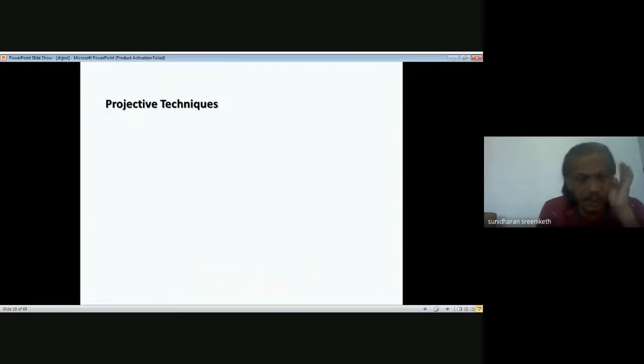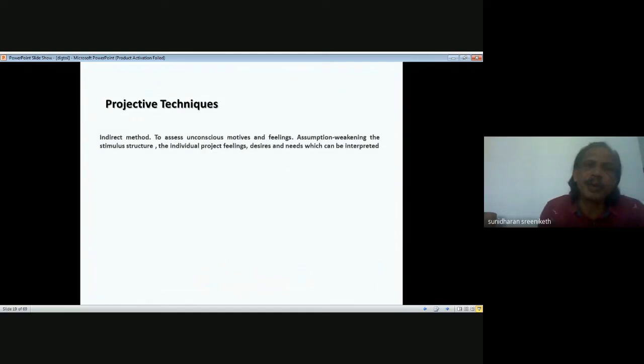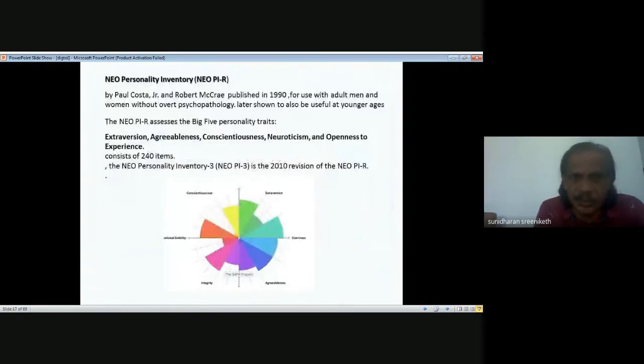And in projective tests, we discussed the major characteristics of the personality inventory. These tests have comparatively higher reliability as compared to the projective tests, because there are established norms for interpreting personality. There will be a norm given in the manual for interpreting what a particular score indicates. There is a predetermined scheme for interpreting the data from a personality inventory.